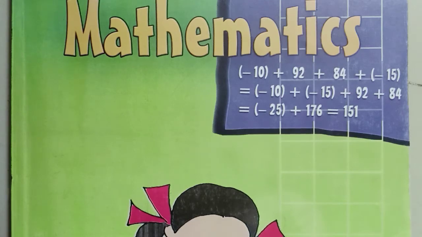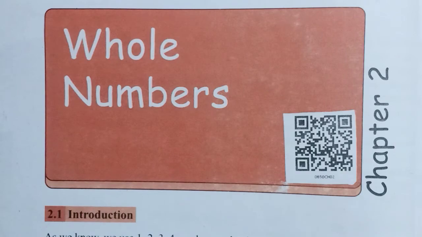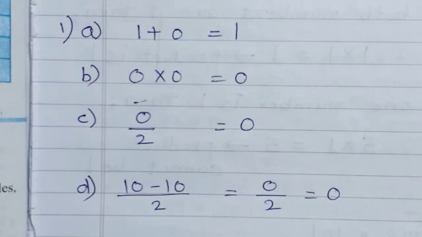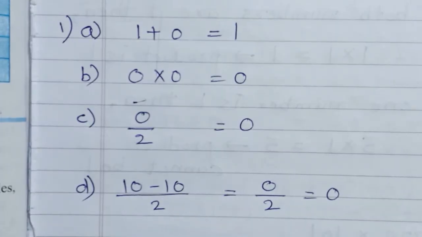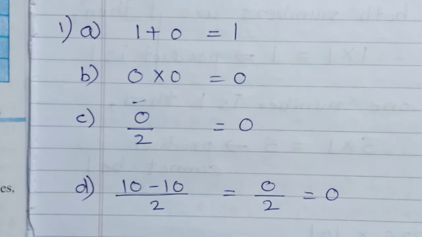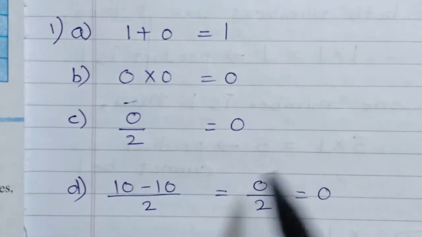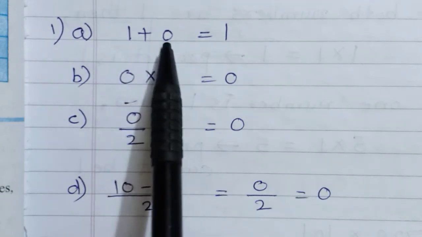Today we will learn from the mathematics textbook for Class 6 NCERT syllabus, Whole Numbers, exercise 2.3. Let's start. Question number 1. Which of the following will not represent 0? In question 1 we have to find out which one of them will not represent 0, whose answer is not 0. Now see, the first one is 1 plus 0.